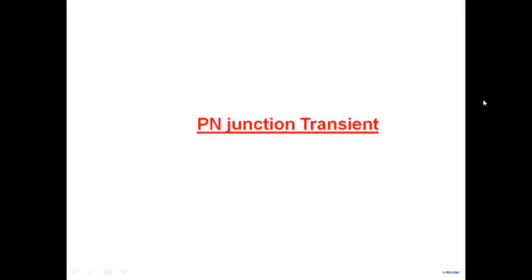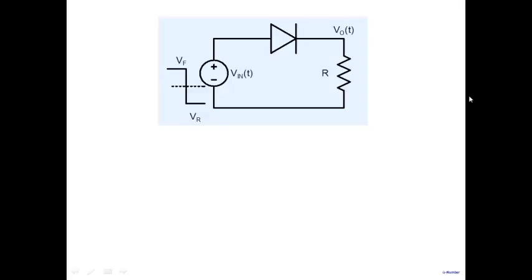Okay, so this PN junction transient, the problem is as follows. We have a diode and a load resistor connected here, and the voltage across the diode we switch from a forward bias to some reverse bias, VF to VR. When it is VF, there's enough voltage to forward bias the diode and cause a current to flow, right?